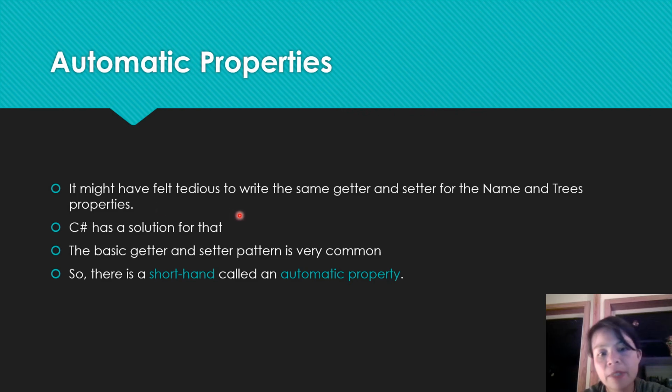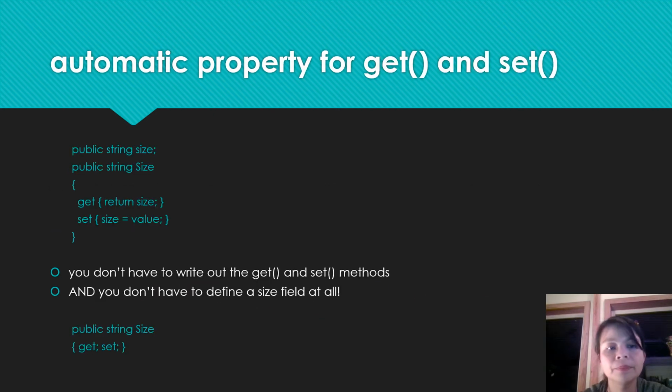It might have felt tedious to write the same getter and setter for the name and trees property. So C# has a solution for that. The basic getter and setter pattern is very common, so there's a shorthand called an automatic property. Here we have an automatic property.